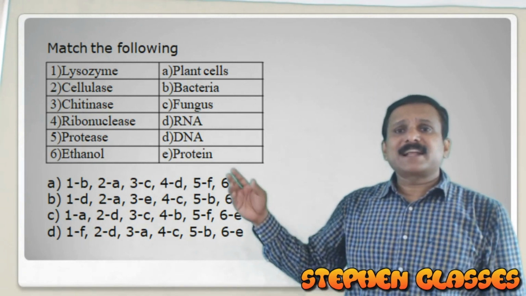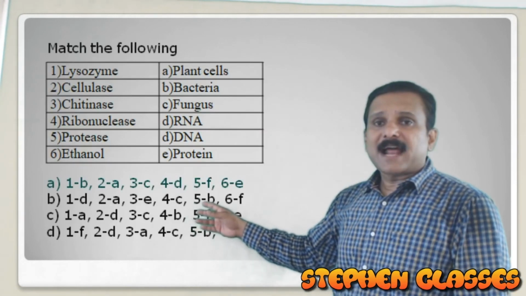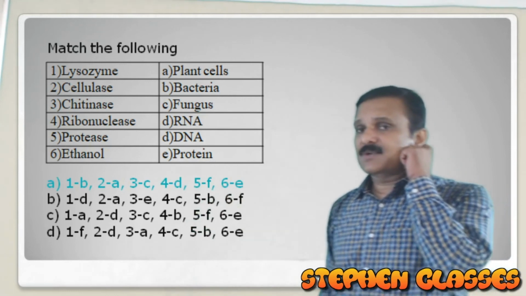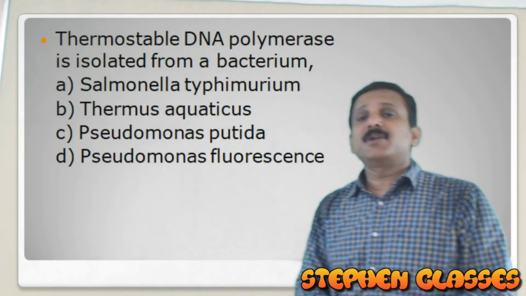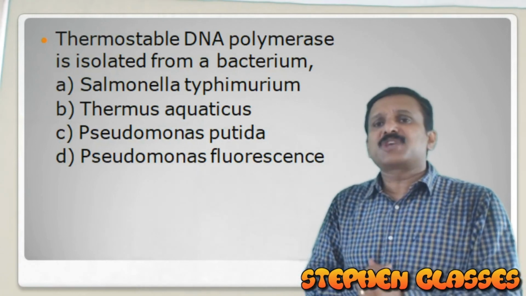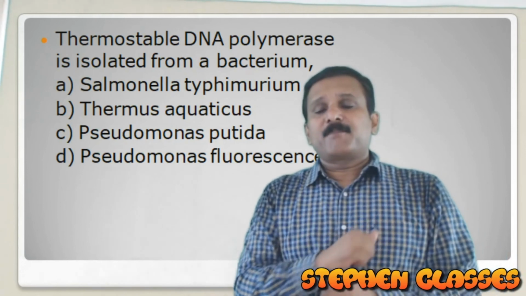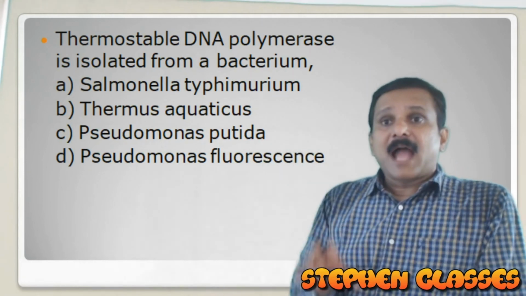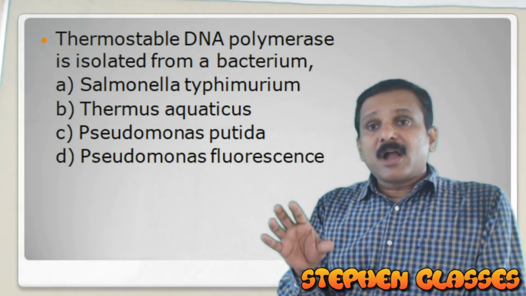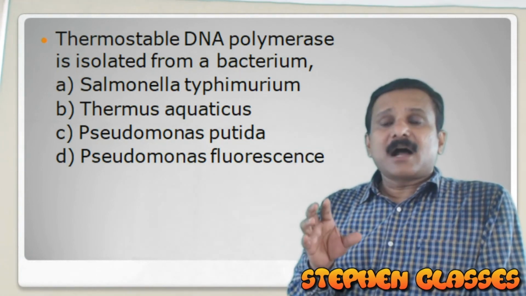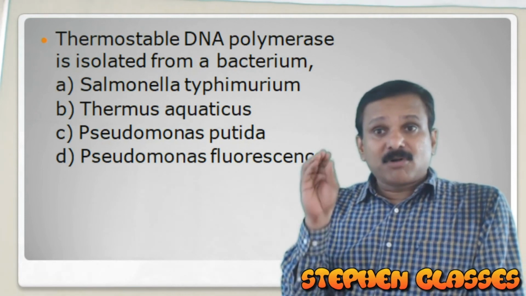So, which is our correct answer? We have the next slide showing the spooling technique. We move on to our answer slide now. Our answer will be option A here after matching. Now we have the next question. It is about thermostable DNA polymerase. Do you know what a thermostable DNA polymerase is? In the denaturation step of PCR, we require high temperature, and at that high temperature, many of the enzymes will be denatured. So for PCR, we have to use a thermostable enzyme.